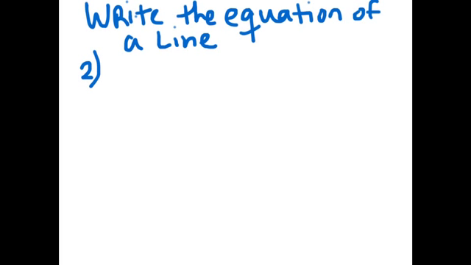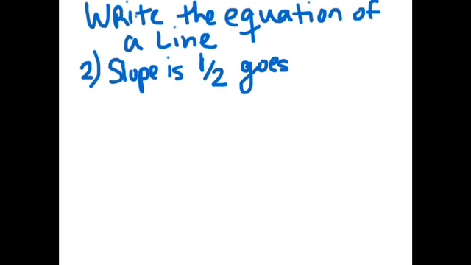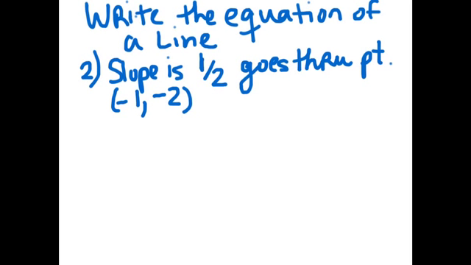So we'll be working in the second column of your notes. This time our given information is that the slope is 1/2, and it goes through the point -1, -2.